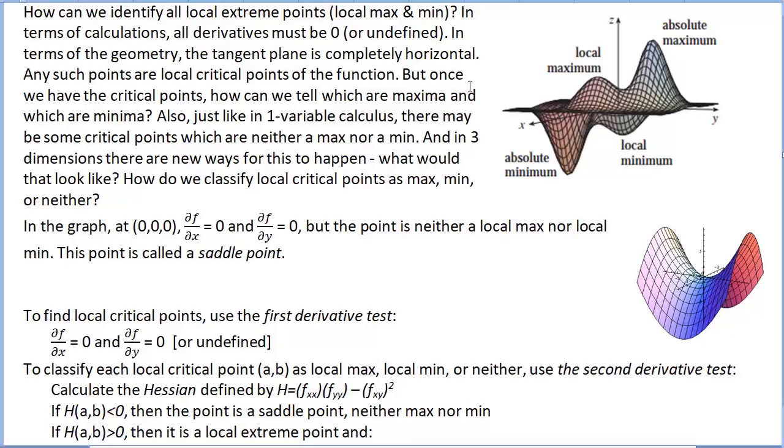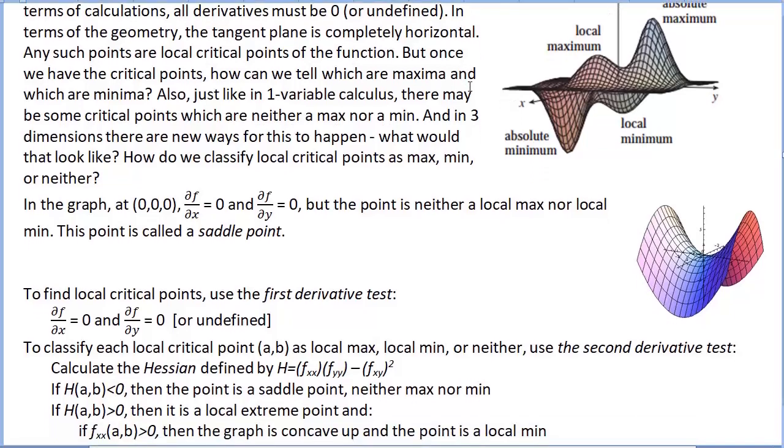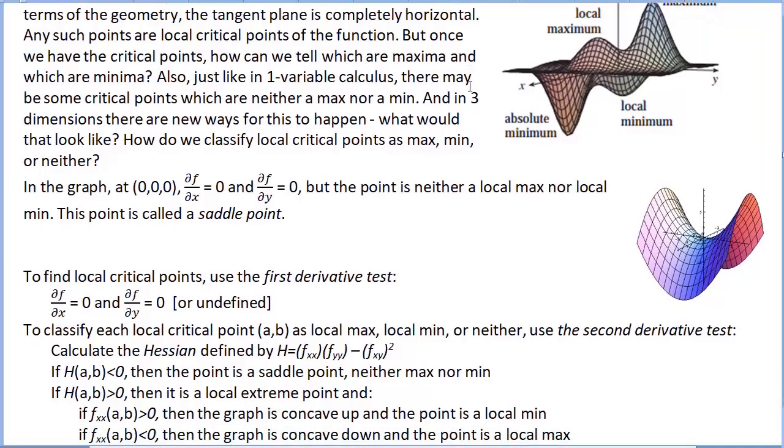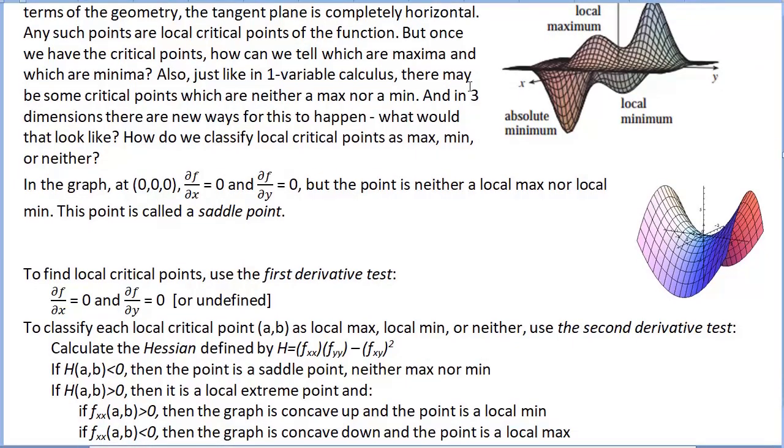Now we kind of use the second derivative test from single variable calculus. We calculate fxx at that point, and if it's positive, then we know the graph is concave up and the point is a local min. And similarly, if fxx, the second derivative, is less than 0, then the graph is concave down, so the point is a local max. So I wrote this using the second derivative with respect to x. You could also do this with the second derivative with respect to y.